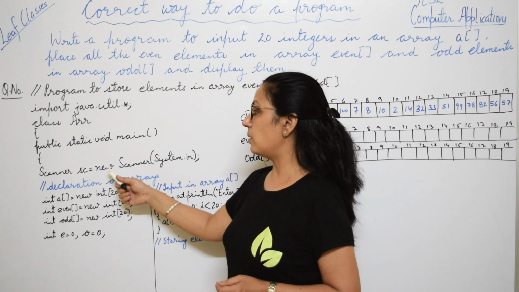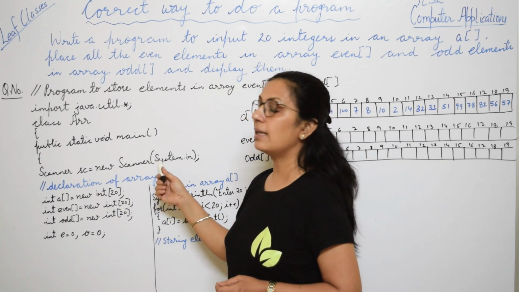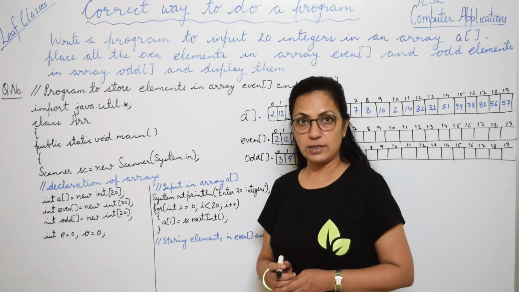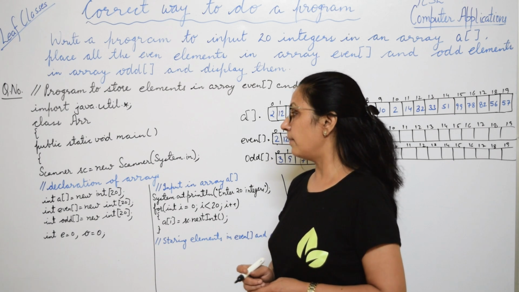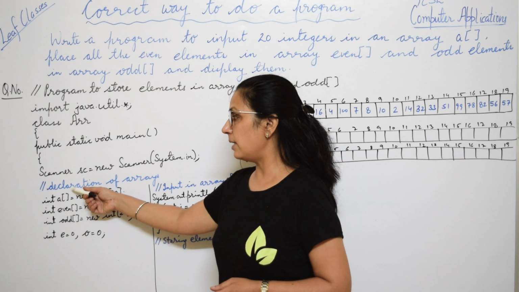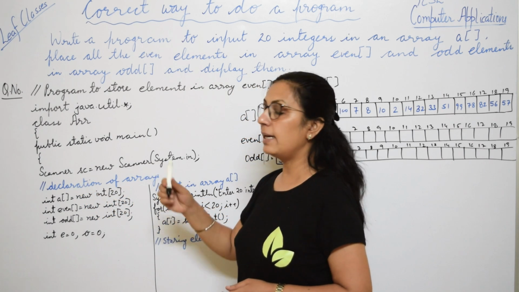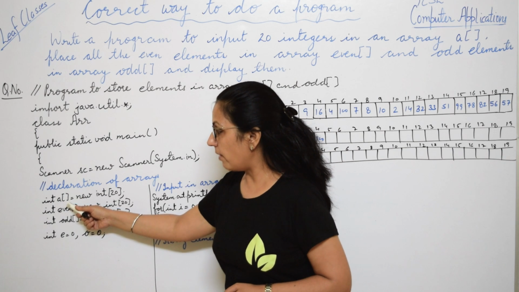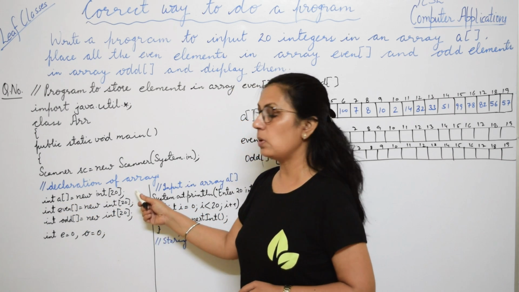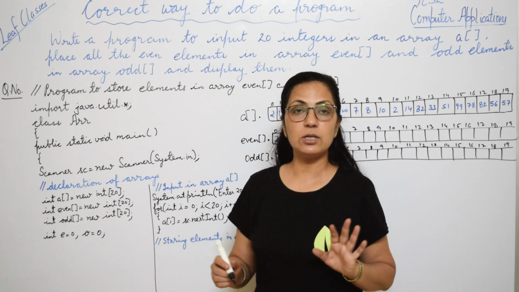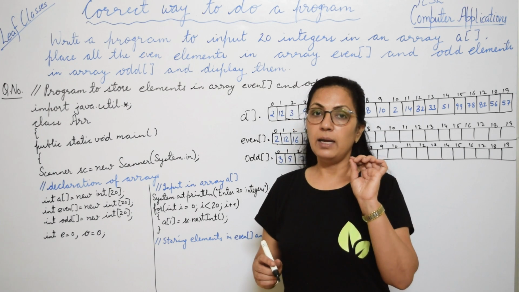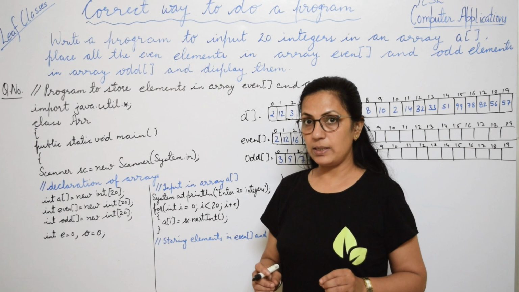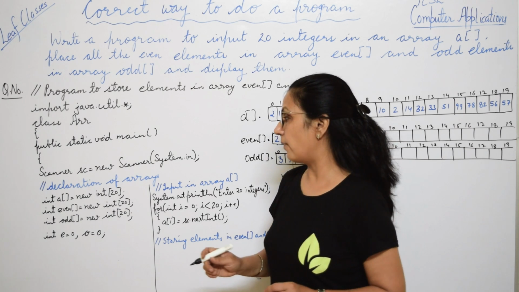Public static void main, and then we have created the scanner object because we will be using the nextInt function for entering the values. Then one more comment entry I have given here, declaration of arrays. So here if you see I have written int a equals new int 20. This is already mentioned in the question that you have to input the array elements in array A of size 20, right? 20 integers you have to input.